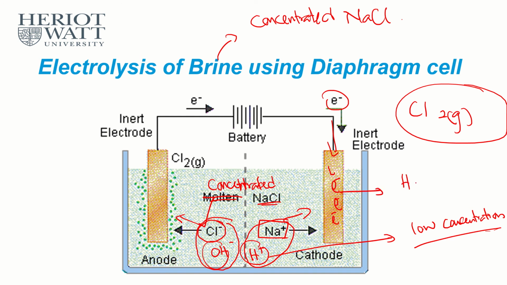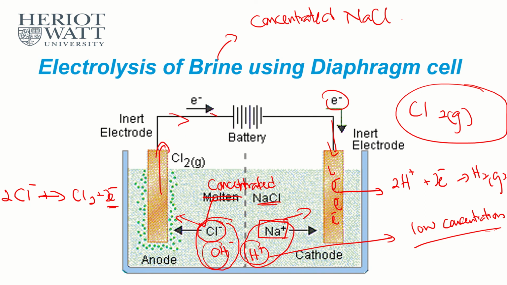So hydrogen gas will be given off by accepting electrons to form H2 gas. In this case, due to the higher concentration of chloride, chloride will release electrons to form chlorine gas by releasing 2 electrons. And these 2 electrons go up through the battery to replenish, and the 2 electrons will come over here.